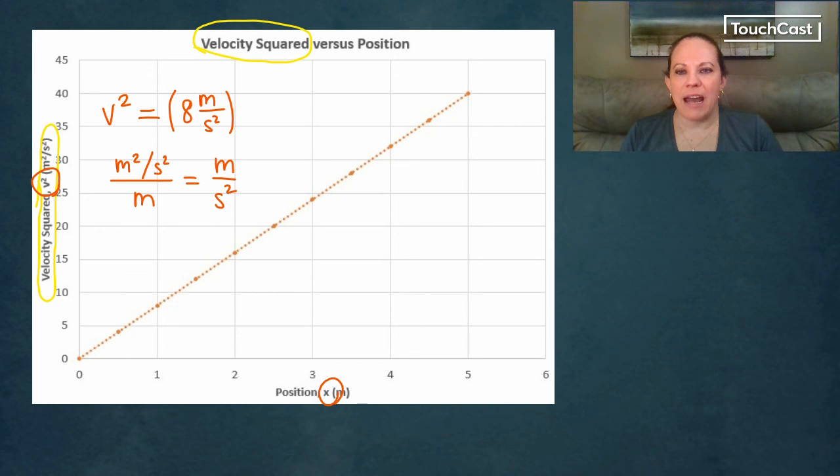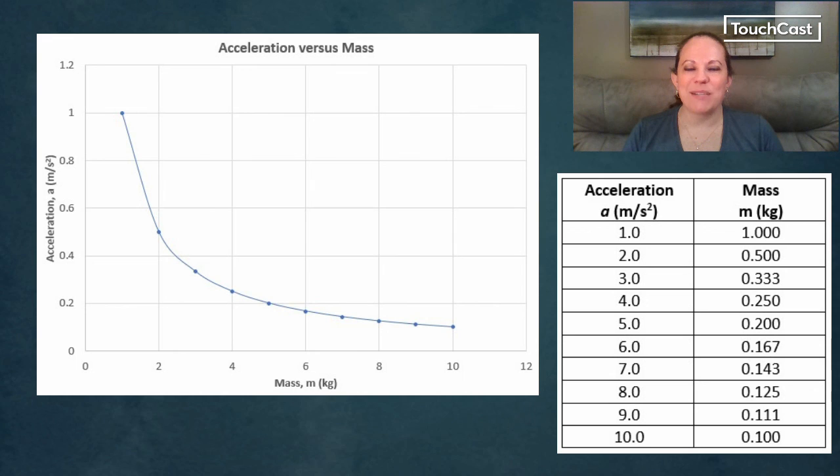And then our independent variable symbol, and our intercept is 0. So this model is saying that the velocity squared of this moving object is equal to 8 meters for every second squared multiplied by the position. And last but not least, we have one of our inverse relationships. In this case, it's the acceleration of an object versus its mass. And as always, I've included the data table for you as well.